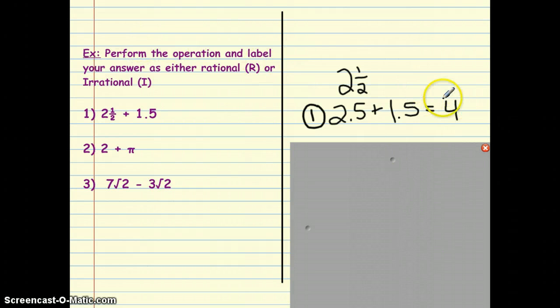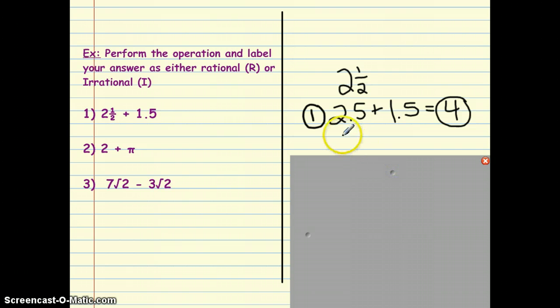So we perform the operation, and then we want to look just a little bit further. 2.5 is rational, and 1.5 is rational, and our answer 4 was rational. So that's the second part of today, is we need to say that our answer is rational.